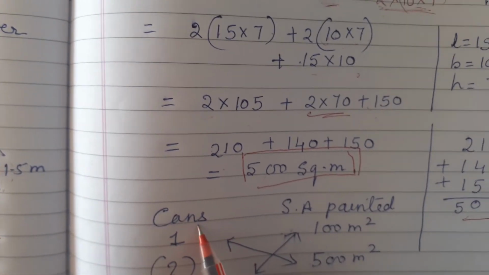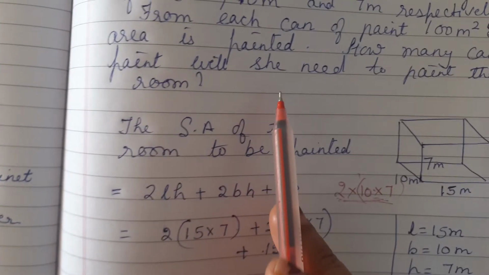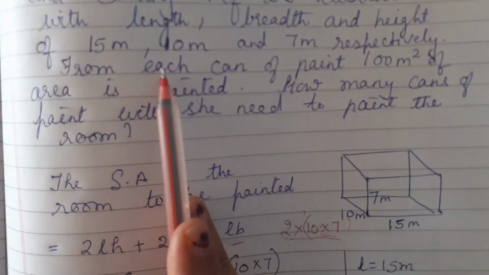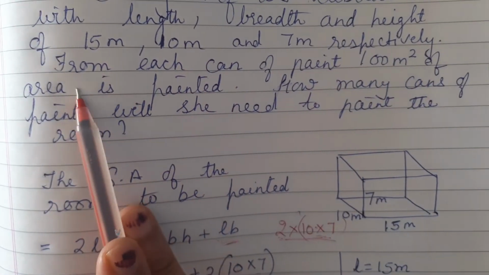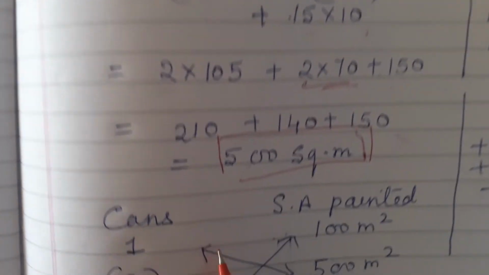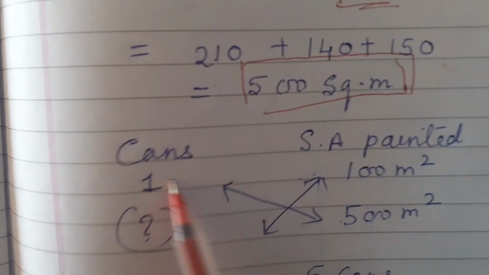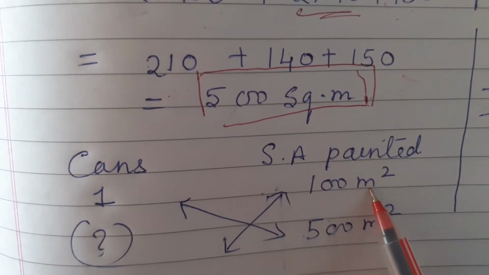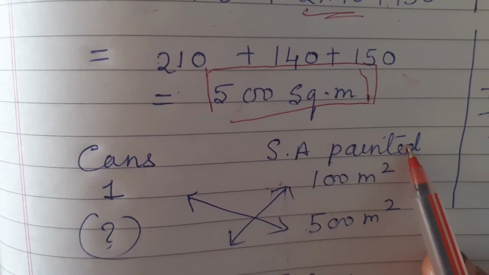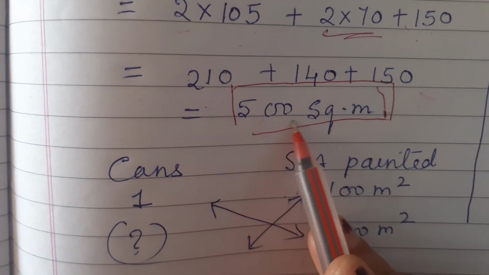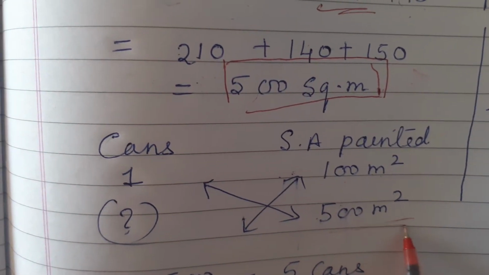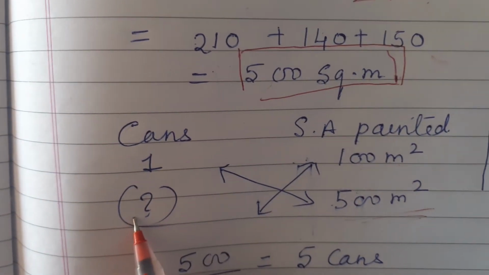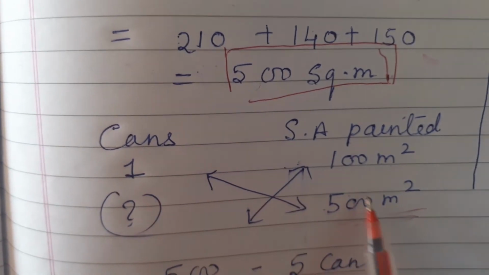Then here it's given in the question that from each can of paint, 100 meters square of area is painted. So if 1 can is used, you can paint 100 meters squared surface area. But our surface area is 500 square meter. So in order to paint 500 meter square, how many cans are required? I have used the unitary method.